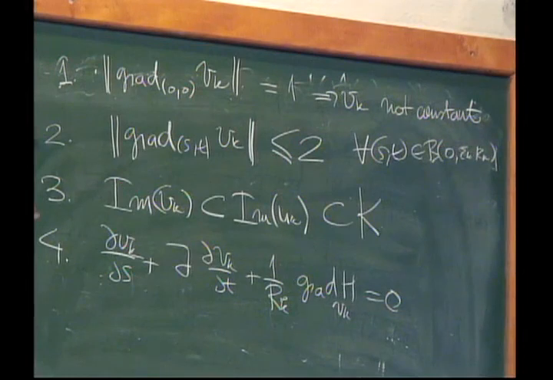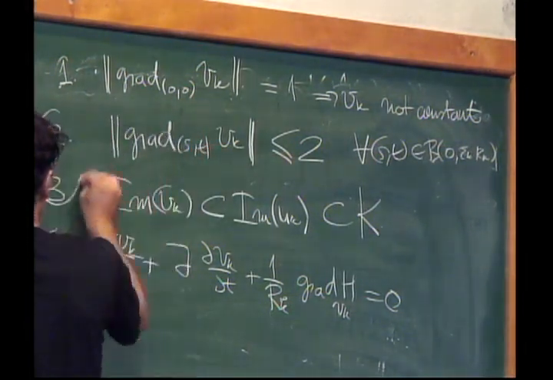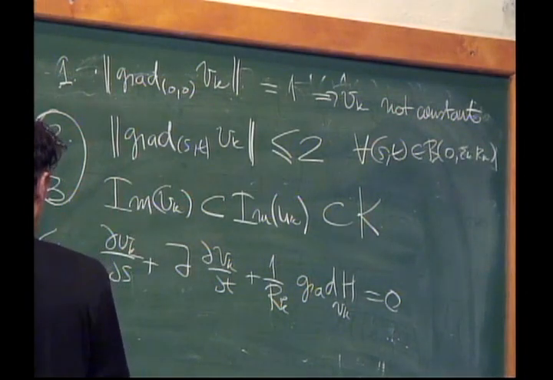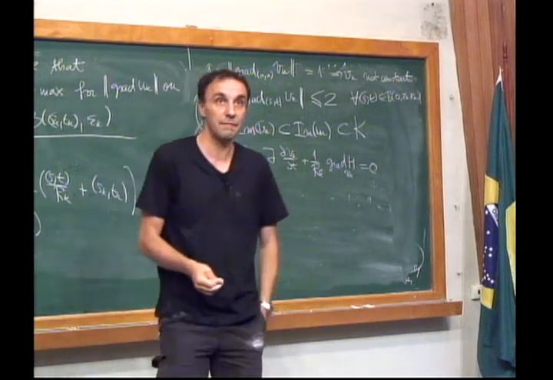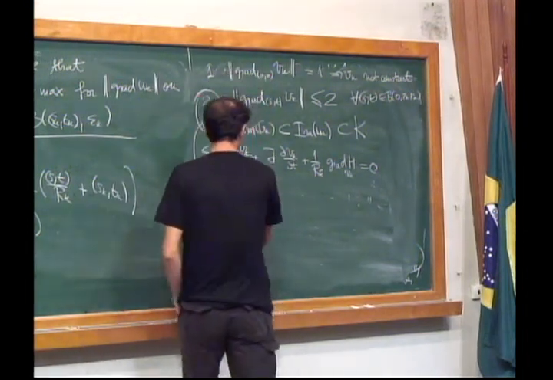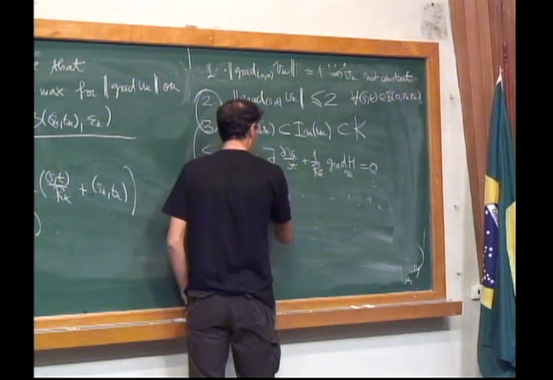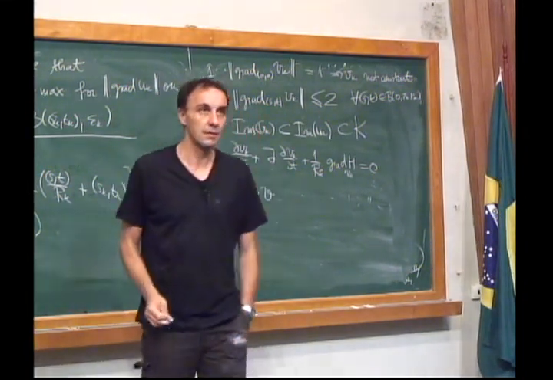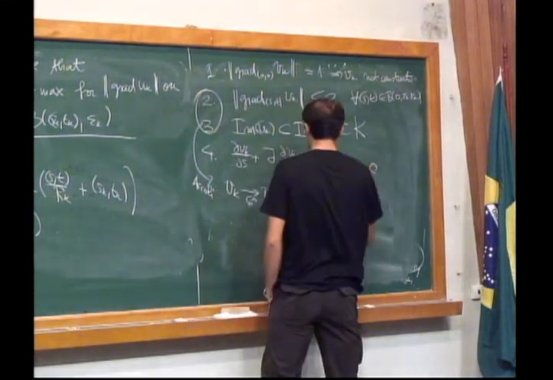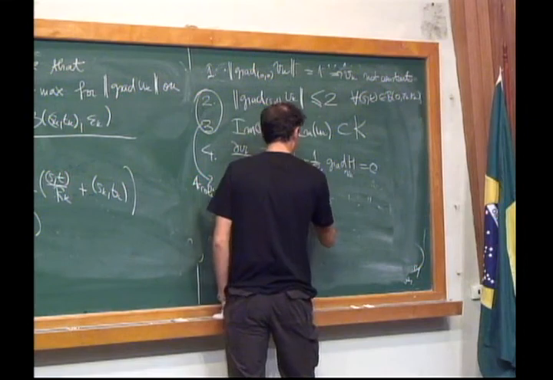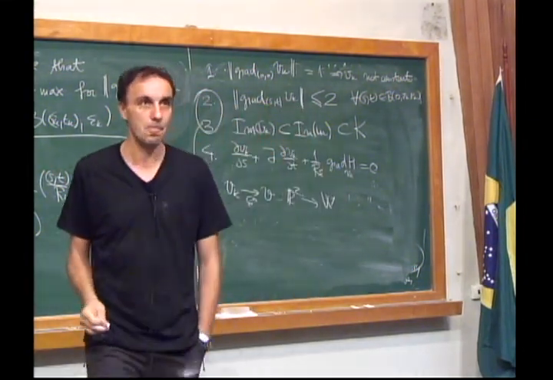Now, this one and this one enables one to apply Ascoli's theorem and to get that Vk converges in C0 to some V. Okay? And this V is defined, since this goes to infinity, it is defined on R2.